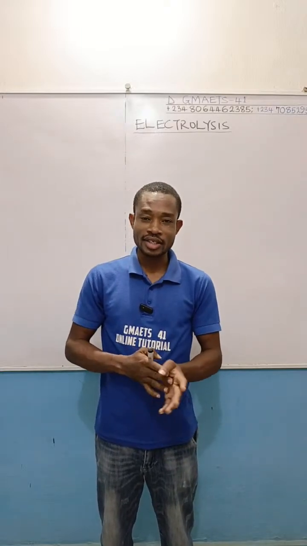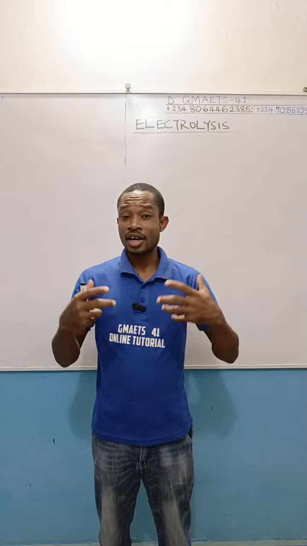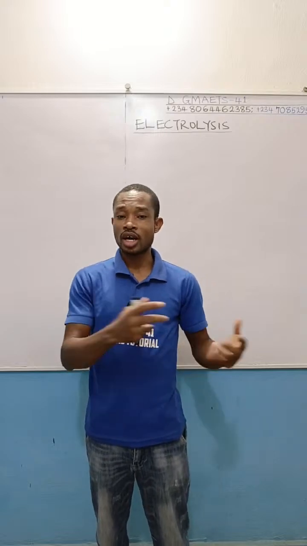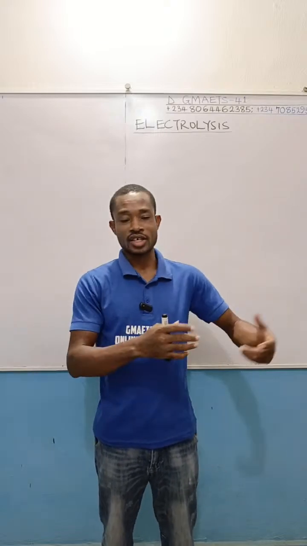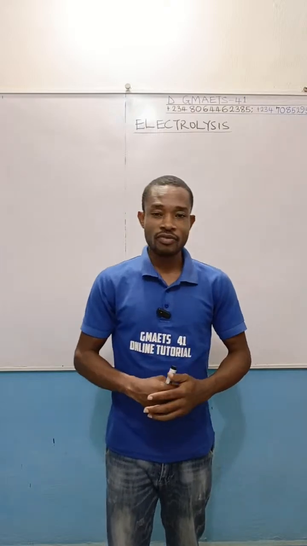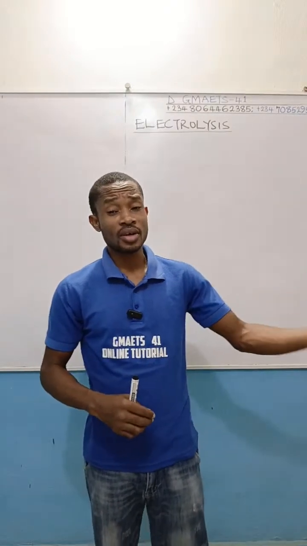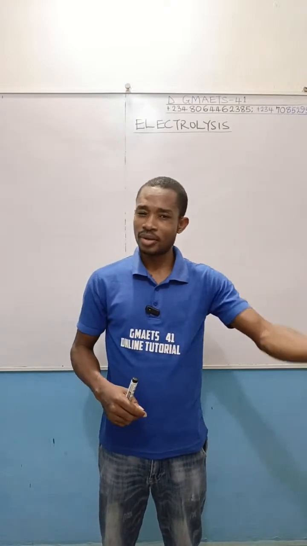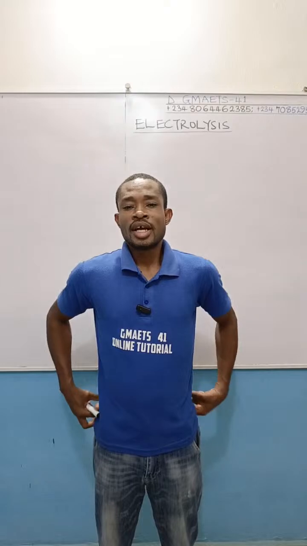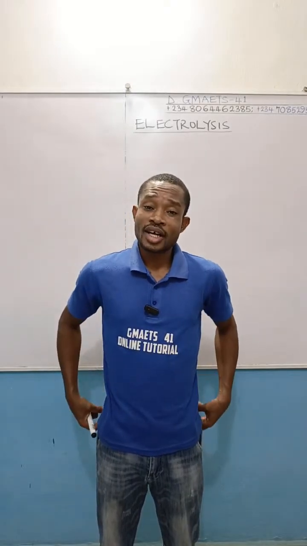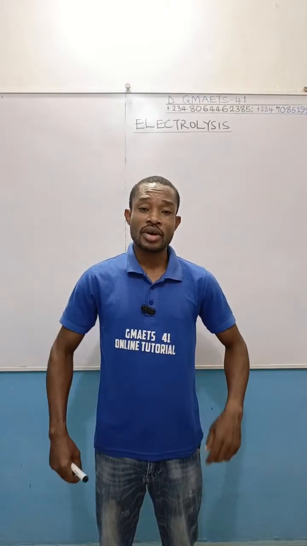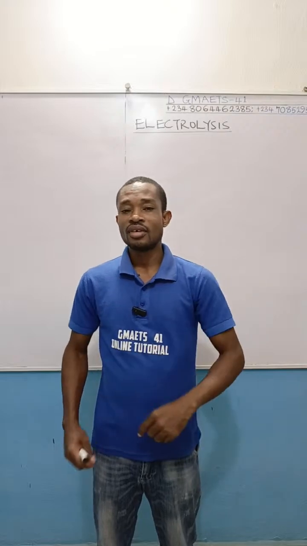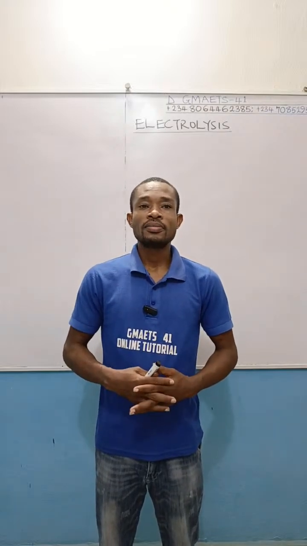I defined an electrolyte as an aqueous solution or a compound in molten form that can conduct electricity, that can allow current to flow through it, because it's in liquid or molten form. That liquid form is the aqueous form, which is chemical liquid. Then, like I said, anode and cathode are terminals through which current can enter and leave an electrolyte.